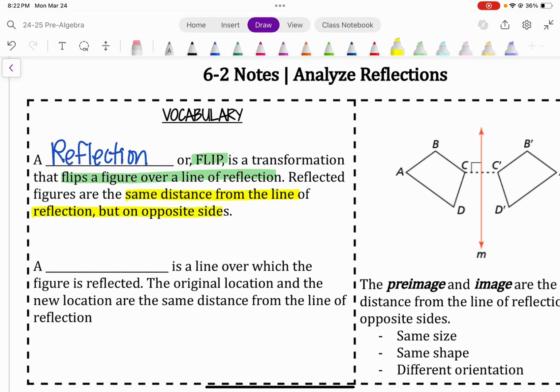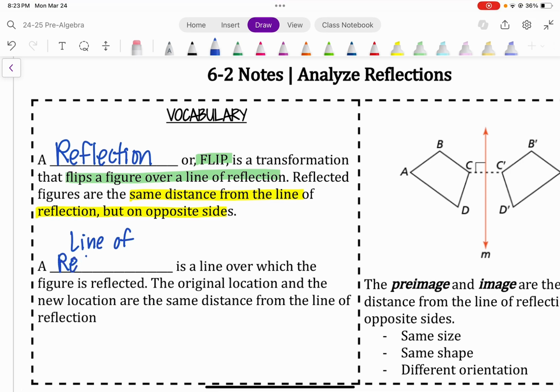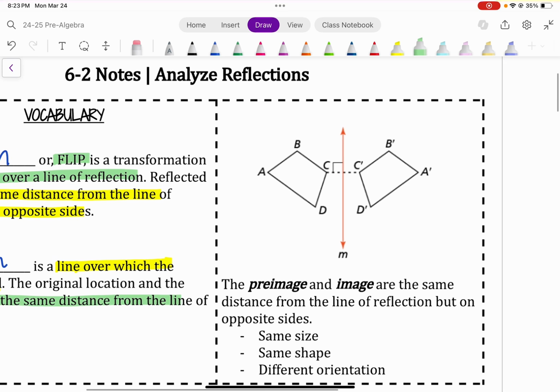A blank is a line over which the figure is reflected. So we just call that the line of reflection. That line of reflection is a line over which the figure is reflected. So we can see that line over which the figure is reflected. And the original location and the new location are the same distance.